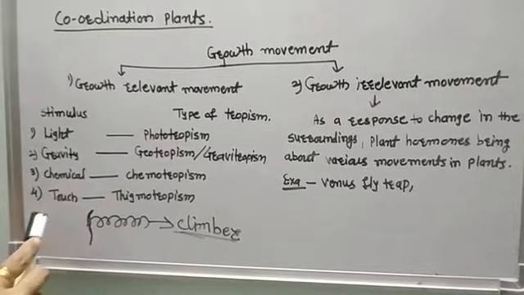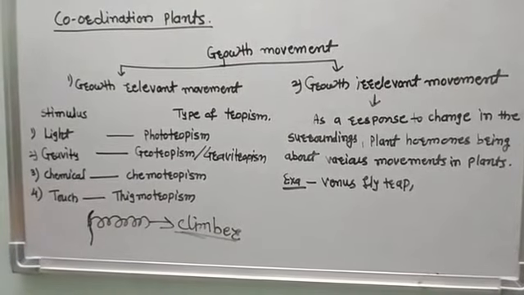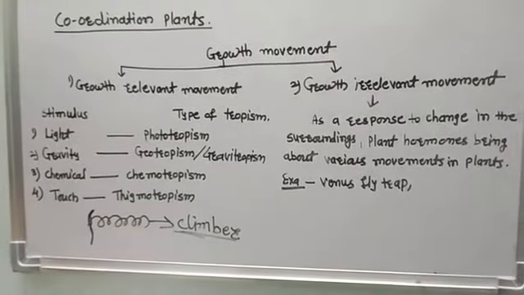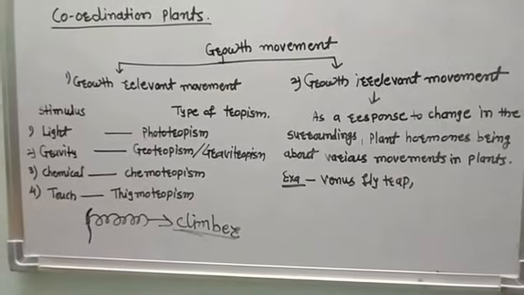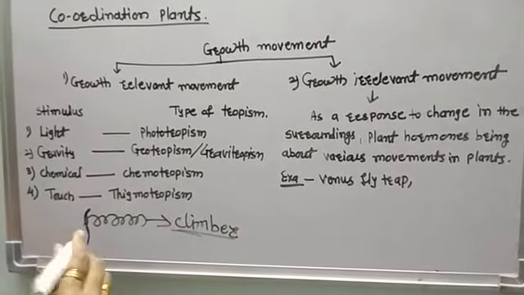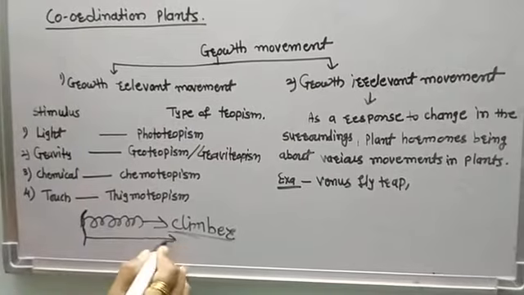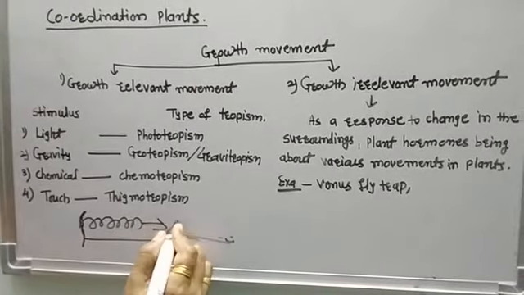Means it is also the example of thigmotropism. Means this diagram is also given in the textbook. These are called as the tendrils. This is the climber and this is the climber and this is called as the tendril.